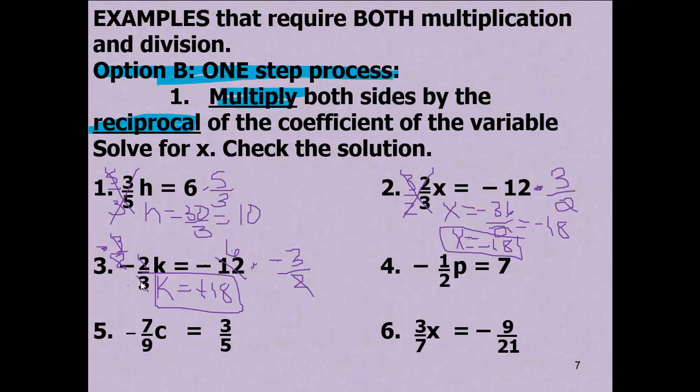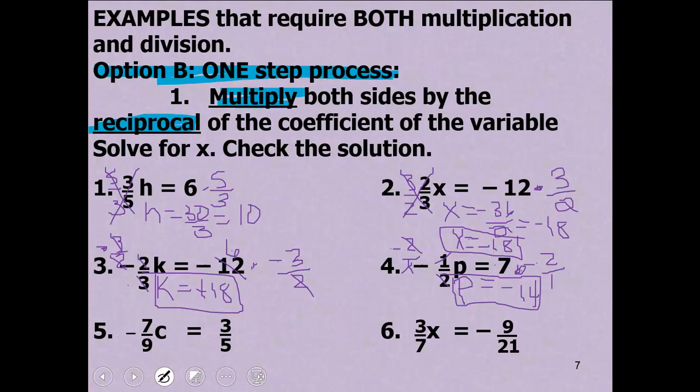All right, welcome back. I'm going to multiply both sides by a negative 2/1. My 2's cancel, my 1's cancel, my negative times a negative becomes a positive, and I get 1p is equal to negative 14, which is exactly what we got before. 7 times negative 2 is negative 14.